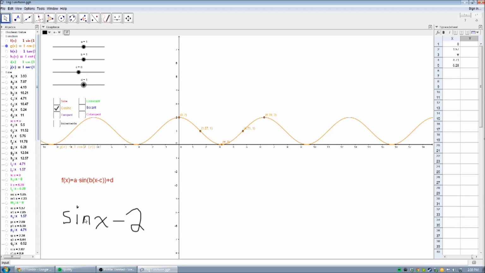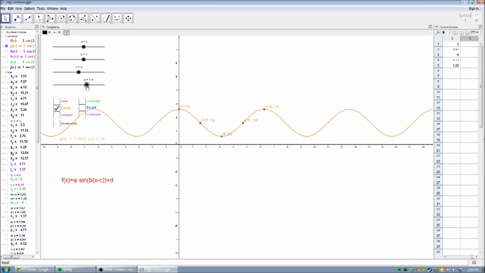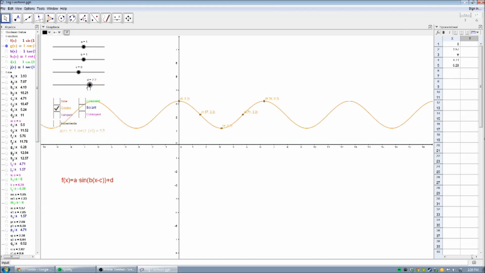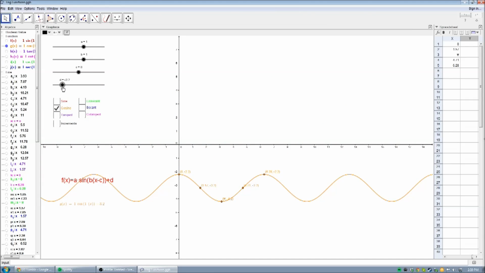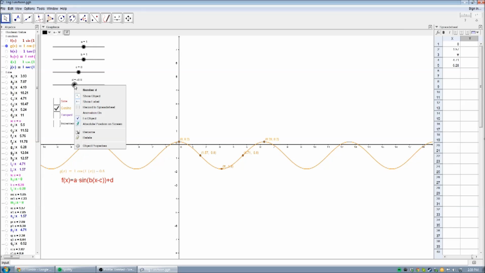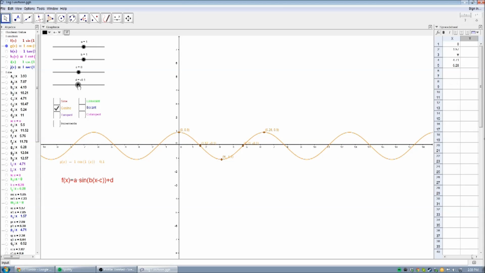And we're not dealing with this anymore. So if I increase the d variable, the function goes up. If I decrease the d variable, the function goes down. Does that work? Nope. Okay. All right. So that is the d variable.